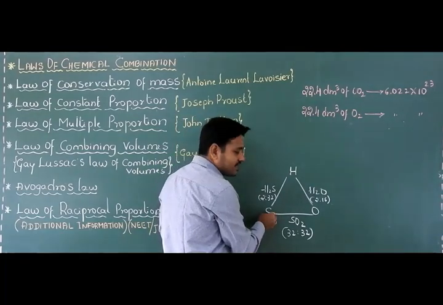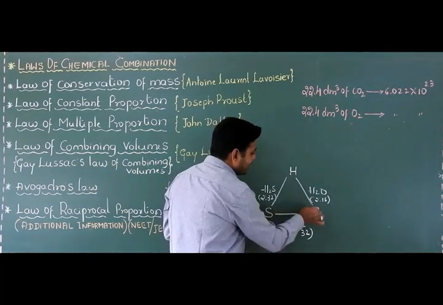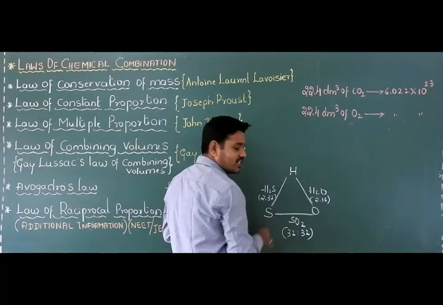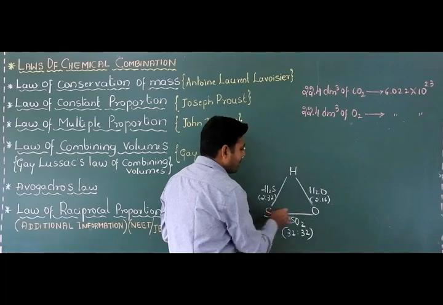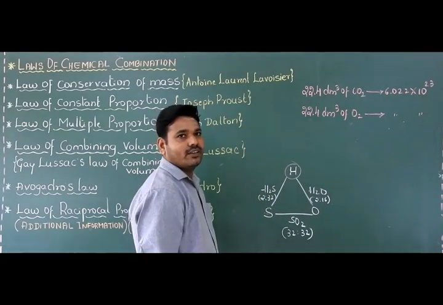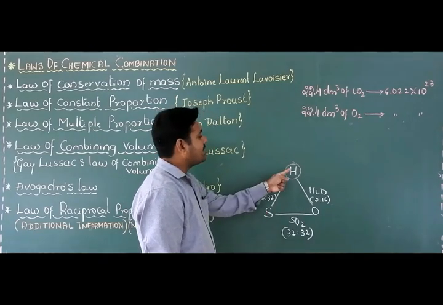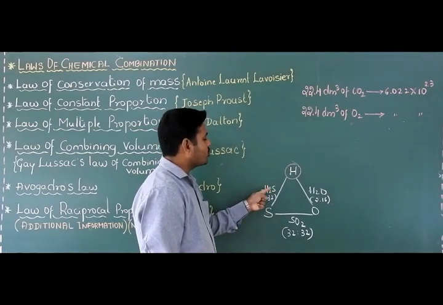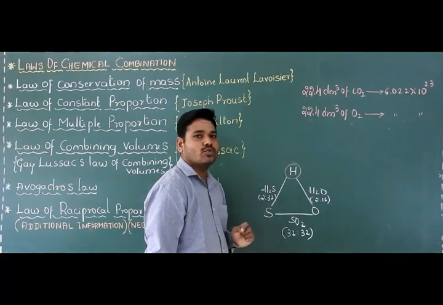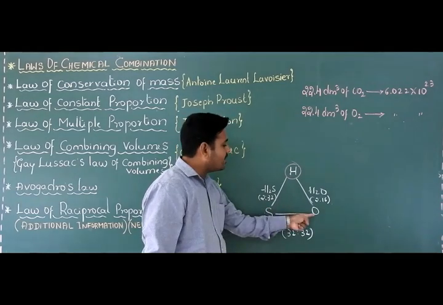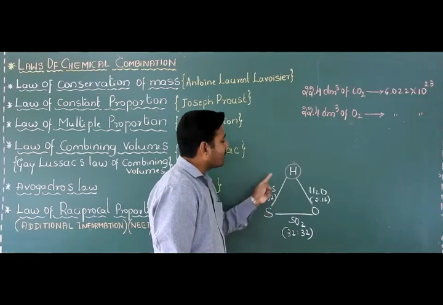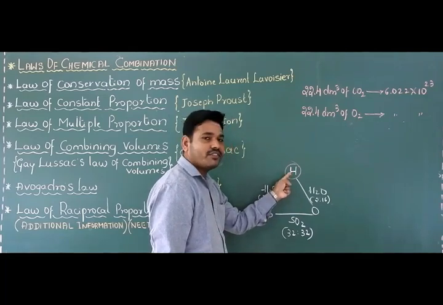If two elements, sulfur and oxygen, separately combine with a fixed mass of a third element. Sulfur, when it combines with hydrogen, forms H2S. Oxygen, when it combines with hydrogen, forms H2O. So both the elements combine separately with the fixed mass of a third element.